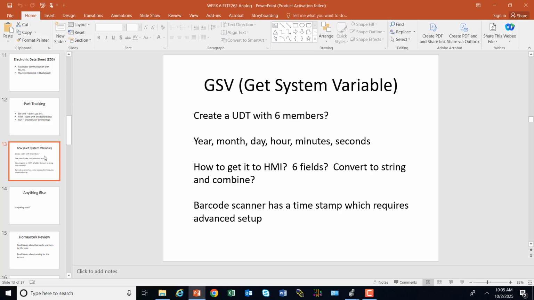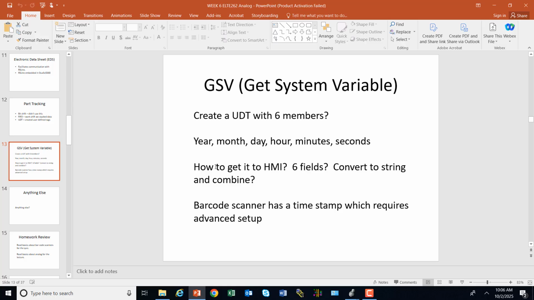As far as getting the system variables, you use your GSV. A good way to do it would have been to create a user-defined tag with 6 members, the members being year, month, day, hour, minute, seconds. There are actually microseconds too if you wanted to do that. And then you have all that data there. So you take the picture and it records all this every time you scanned or something like that. You wanted the timestamp for it.